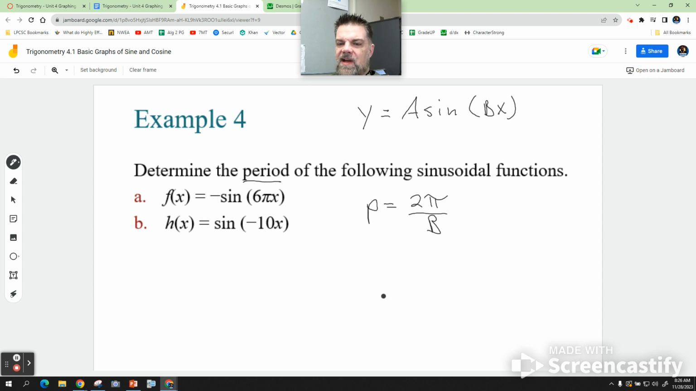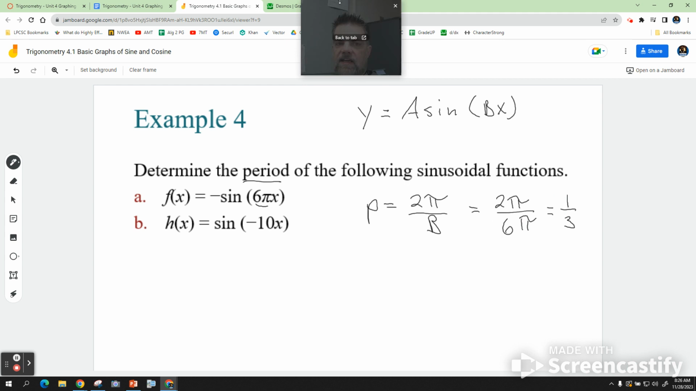A doesn't really matter because it's not asking us about a. In other words, for this first one, a is -1, but we really don't care. So for the first one, we're just going to say 2 pi divided by b, but b is just this number in front of the x, which is actually 6 pi. Well, the pi's will cancel. 2 over 6 reduces down to 1/3.